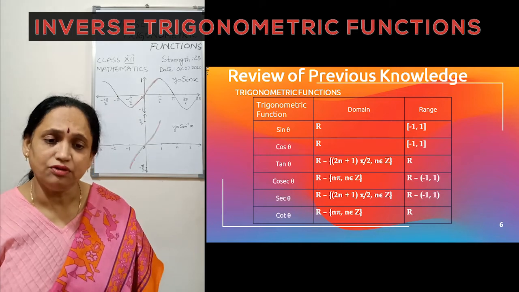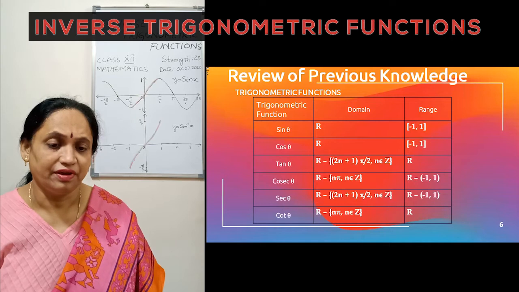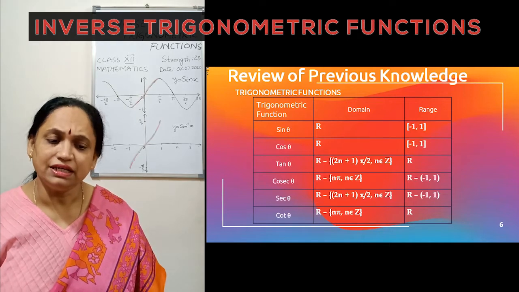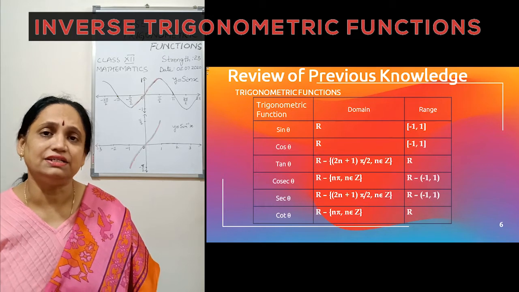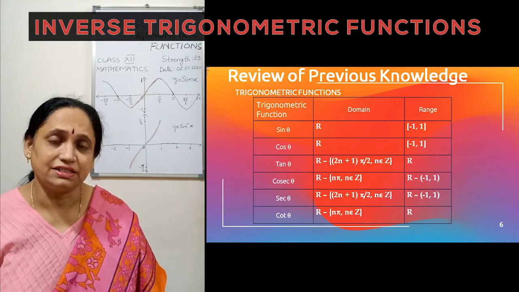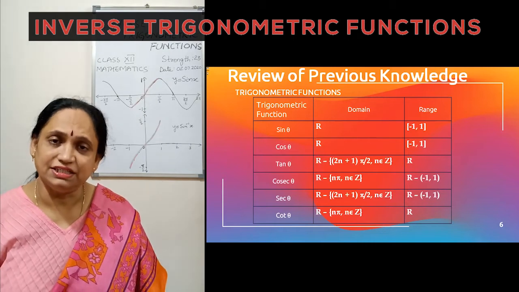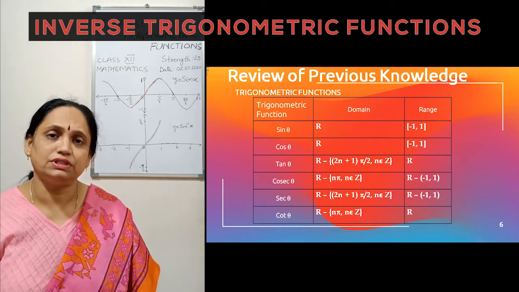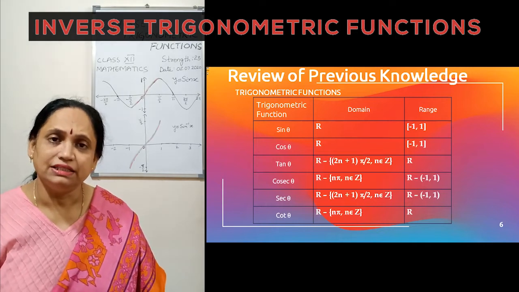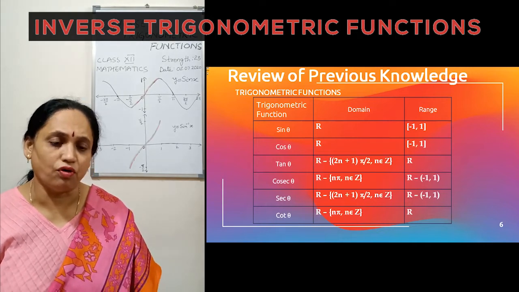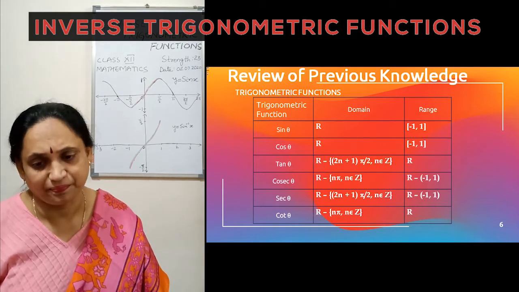For the sine and cosine function, the domain and range are same. For the tan and the secant function, the domain is same, as tan and secant are not defined at odd multiples of pi by 2. The domain of tan and secant is set of all real numbers except the odd multiples of pi by 2. Whereas the domain of cosecant and cot are set of all real numbers except the multiples of pi.